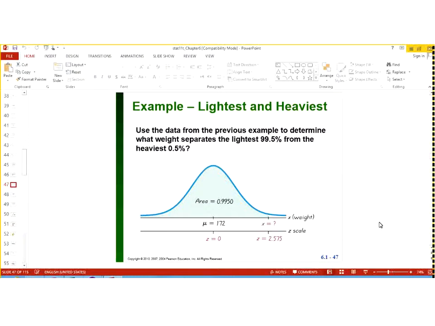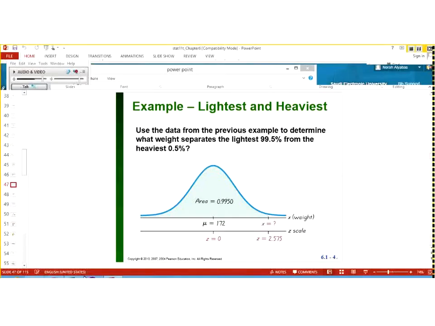Let's see an example: the lightest and heaviest. Use the data from the previous example to determine what weight separates the lightest 99.5% from the heaviest 0.5%.